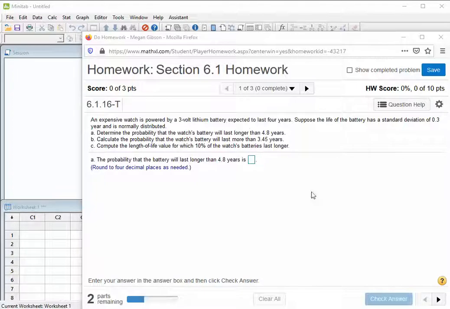So looking at this problem, it's telling me that the battery is expected to last 4 years. That's an expected value, or in other words, that's the mean. The standard deviation is 0.3. I want to know the probability that the battery will last longer than 4.8 years. So 4.8 is going to be my x value. So let's go to Minitab.